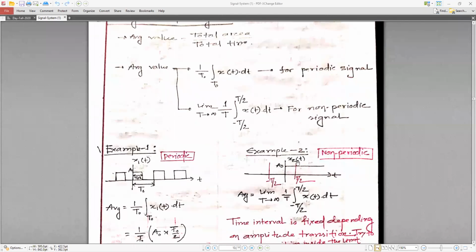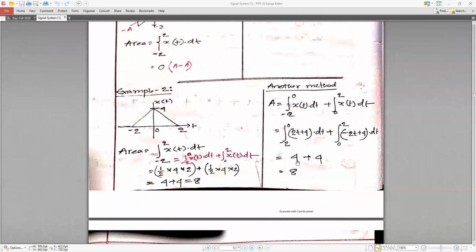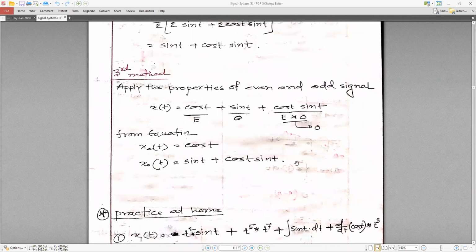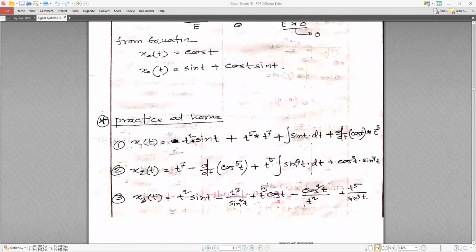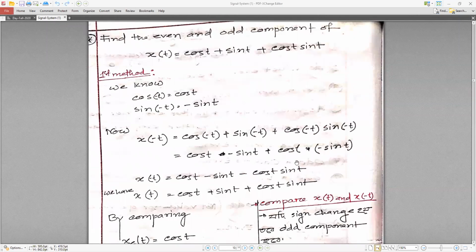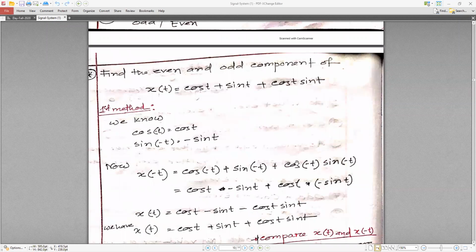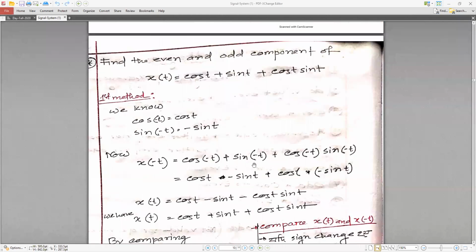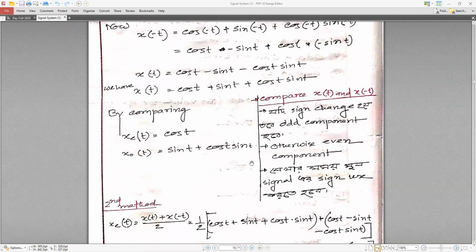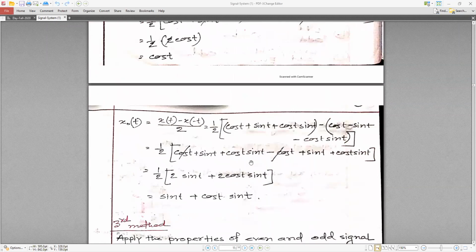So this is our sheet which we have started. Up to this we have completed. This one we have seen, the even and odd signal. We have checked a few things and we have discussed earlier what is the even signal and what is the odd signal. So let's move on to the next one.